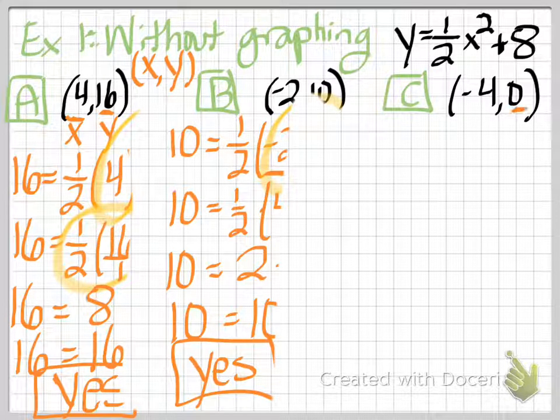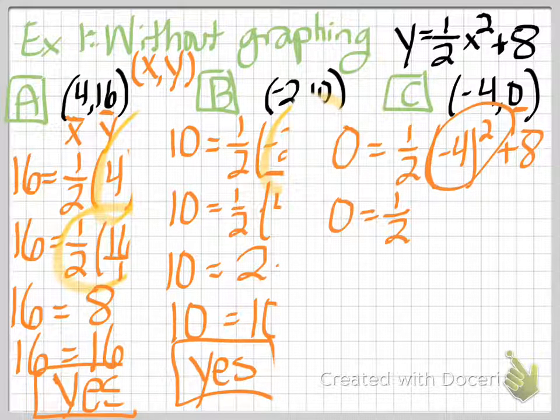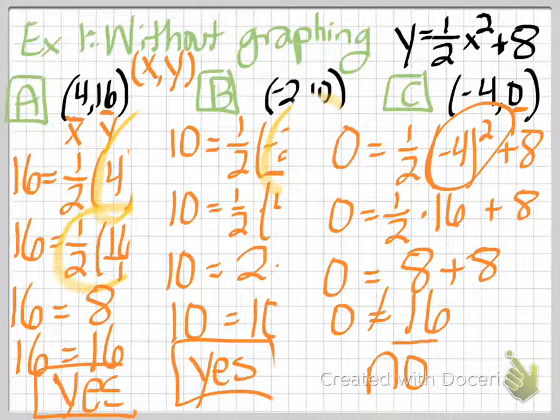This time my y is 0. Doesn't mean I don't write anything, it means I just write 0. Okay, don't get confused by that one. 1/2, I've got a -4 squared plus 8. Leave the 0, leave the 1/2, do the exponent first. -4 times -4 is a positive 16 plus 8. 0 equals 1/2 times 16 is 8, and 8 plus 8 is 16, not 0. That is not a true statement. The answer is no.